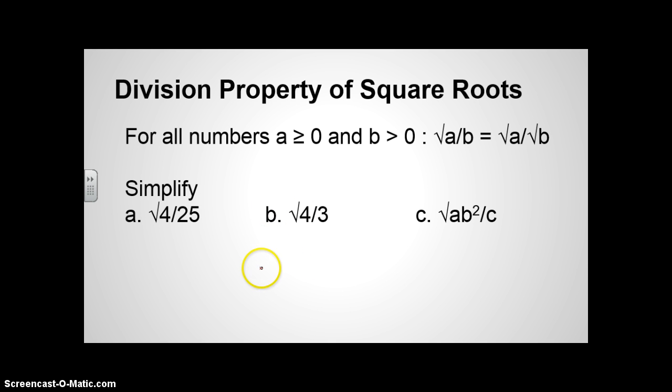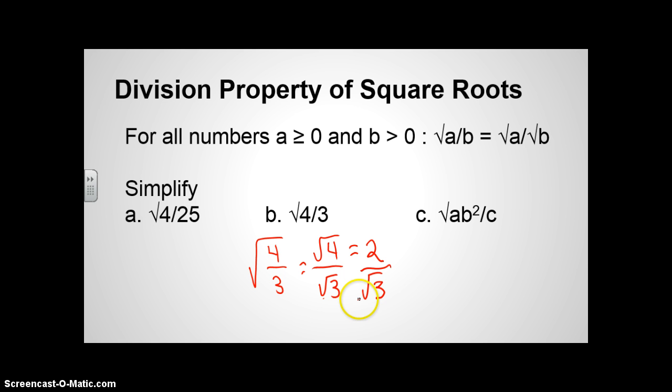So for B, what we have, as I was mentioning, is the square root of 4 over 3. So we can break this down to the square root of 4 over the square root of 3. The square root of 4 is a perfect square value, so that becomes 2. Now, you cannot easily take the square root of 3. So what we're still going to have left is 2 over the square root of 3.